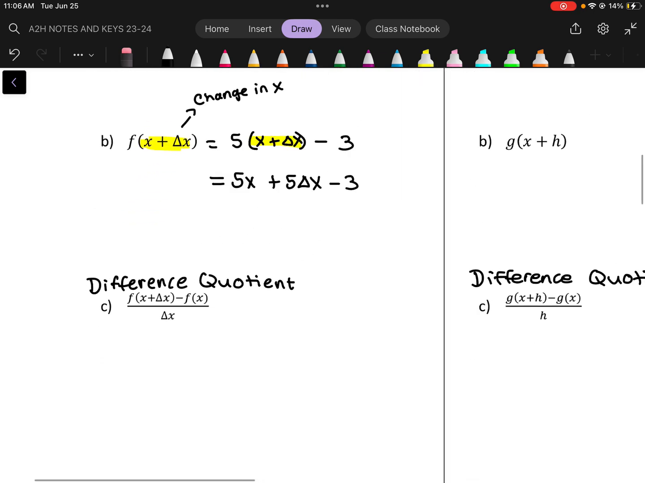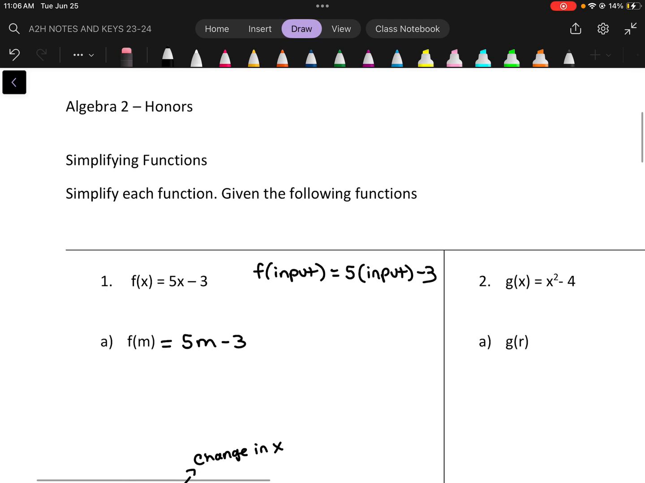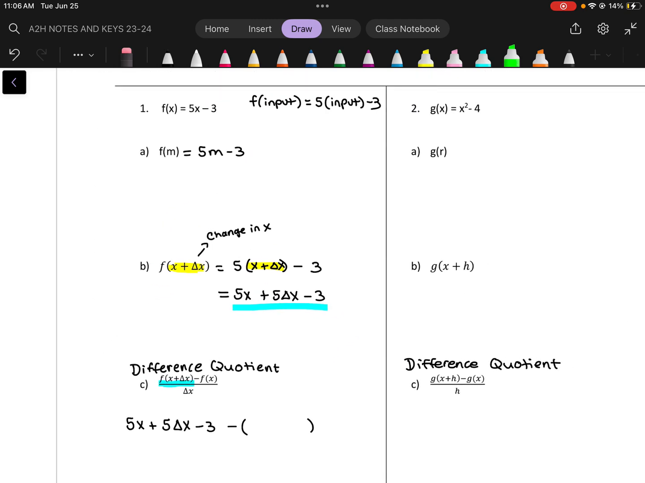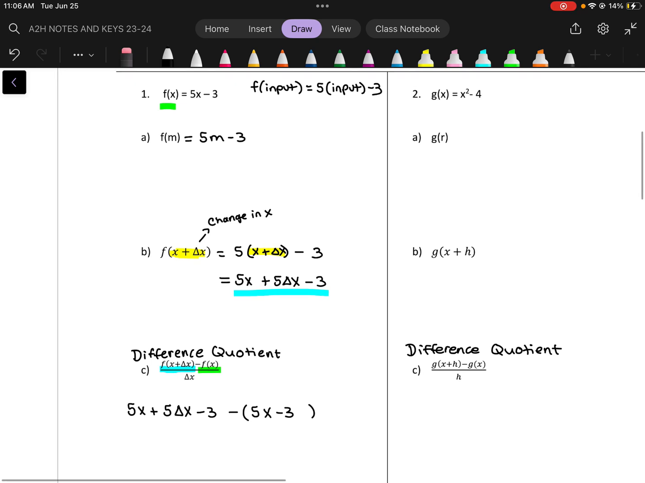So if you look at it, f of x plus delta x, we've done that first part already. That comes from that right there. So f of x plus delta x, we can write that in: 5x plus 5 delta x minus 3. And then we can do minus f of x, right? Which is 5x minus 3. That's just the original function, f of x, right? So we're going to write that in as minus 5x minus 3, all over delta x. Okay?